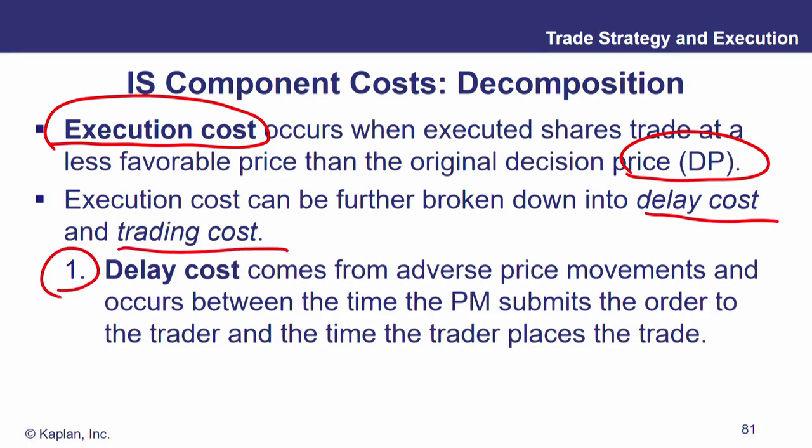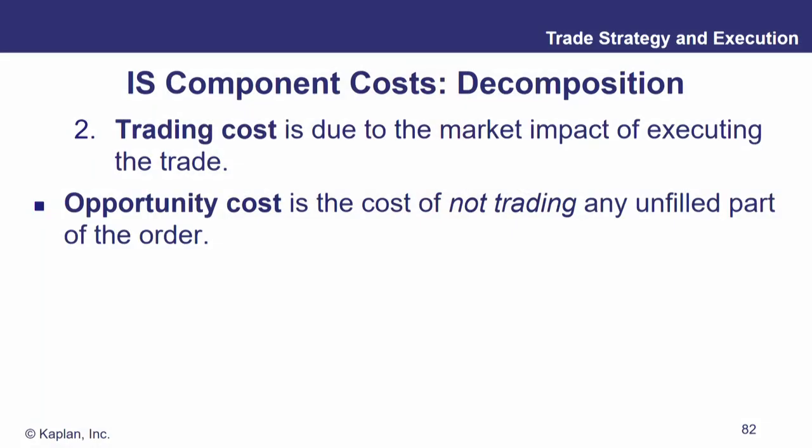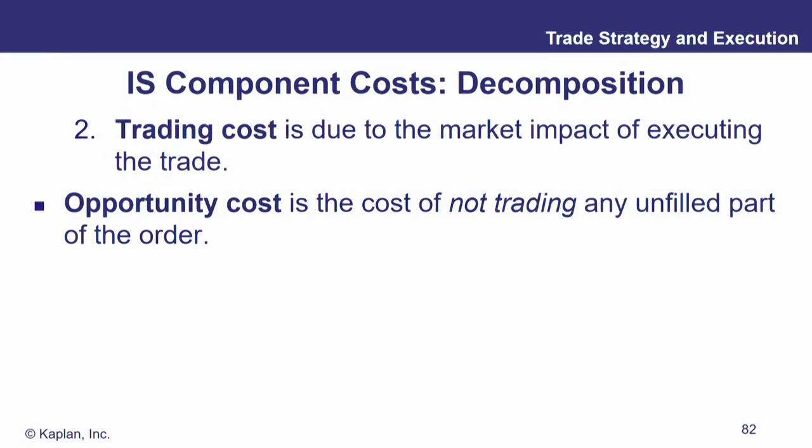So let's look at delay cost. This comes from any price movements that happen from when the portfolio manager submits the order to the trader, and then the trader actually places that trade. Okay, so that's what we mean by delay cost. To understand this, we have to be clear on the terminology. What is the trading cost? This is due to the market impact of executing that trade. That's why we have a whole section on algorithmic trading and ways to actually place trades without having severe market impacts. Okay, then we have an opportunity cost.